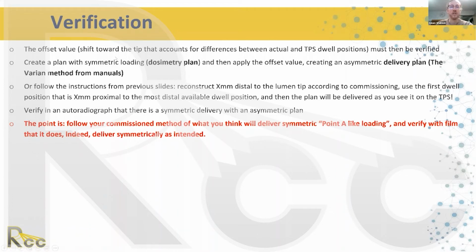So the offset value shift towards the tip that accounts for the differences between actual and TPS dwell positions must be verified. We're going to explain a few different ways that you can create a plan to account for this. But basically, the main point, here in red, is to follow your commissioning method of what you think will deliver systematic point A-like loading, so equal dosage distribution on both sides. Whatever option you choose for your planning, try to plan for equal dose distribution for delivery, and then verify with film that it does indeed deliver symmetrically as intended. Okay, so you can see that.